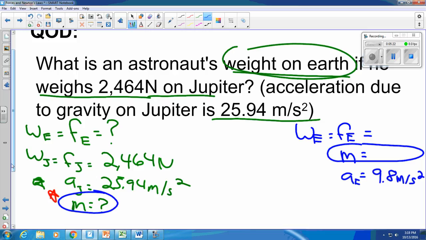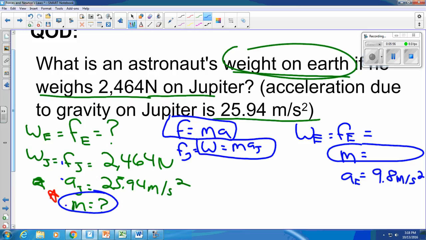So I'd ask myself, well, do I have an equation with force, acceleration, and mass in it? Hopefully the answer is yes. I know that F equals ma. Force equals mass times acceleration. And we said yesterday that if you were looking for the force of gravity, we could call that the weight. Because if you know the mass, which we will get to, and we know the acceleration of gravity, in this case it's on Jupiter, it's the same equation. Because force and weight are the same thing. So let's solve for that.